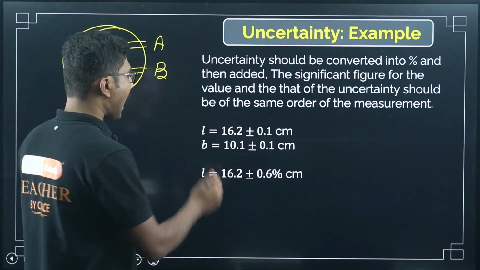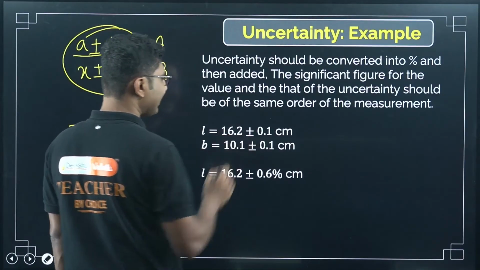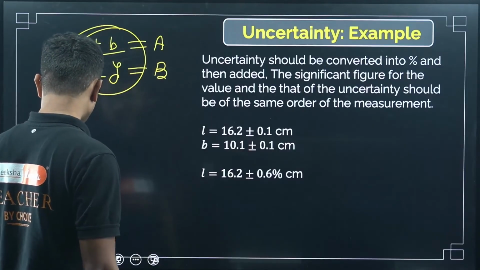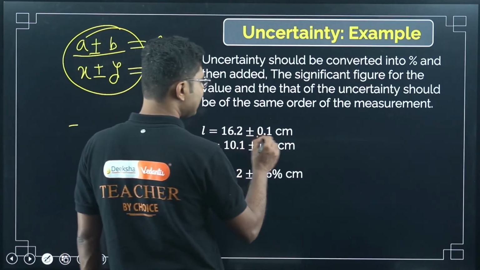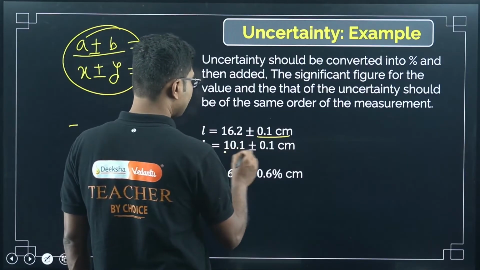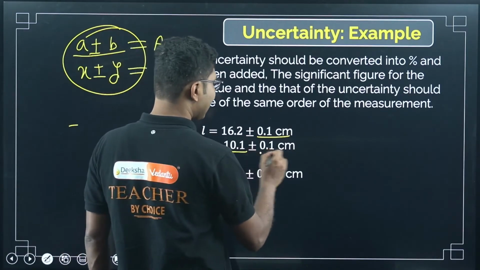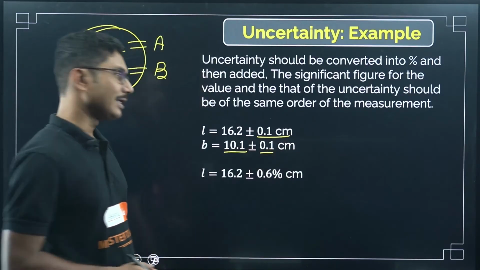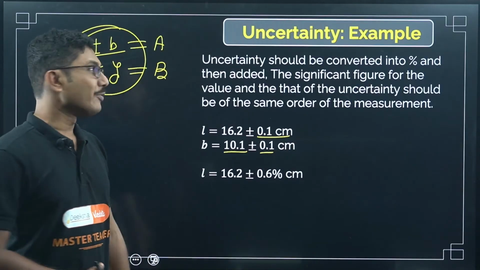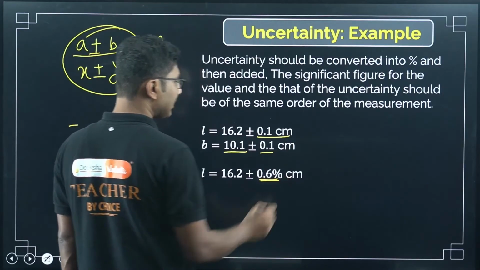For example, I have measured the length of a rectangle and I found that the length is 16.2, and the uncertainty is 0.1 centimeter. I measured the breadth and got 10.1 centimeter, and the uncertainty again is 0.1 centimeter. Now, when I want to calculate the uncertainty, I have to first convert these errors into percentage.